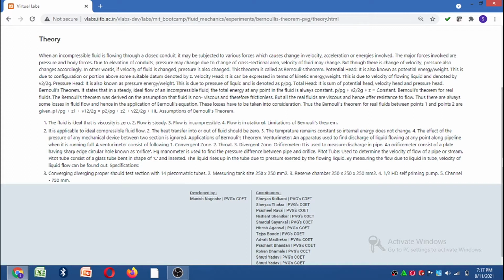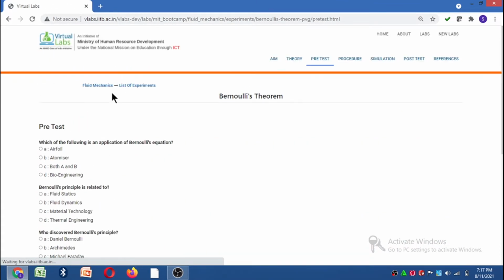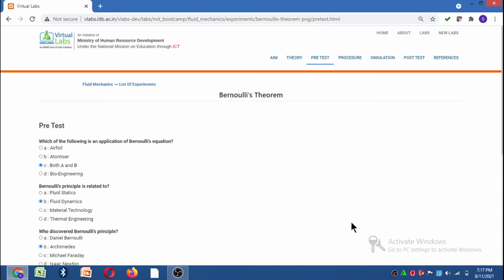The next icon is the pretest. What are the things you have to know before starting the experiment? Which of the following is an application of Bernoulli's theorem: aerofoil, atomizer, both A and B? Bernoulli's principle is related to fluid dynamics. Who discovered Bernoulli's principle? Daniel Bernoulli. These are the basic questions, and you submit the test and you get the result. How much you scored in the pretest is not necessary if you are doing the experiment.